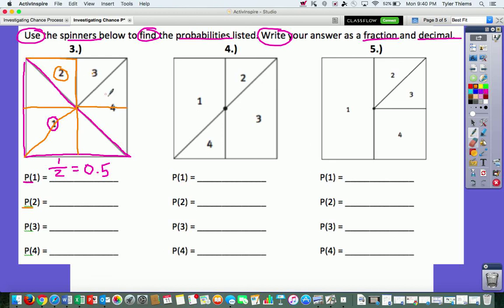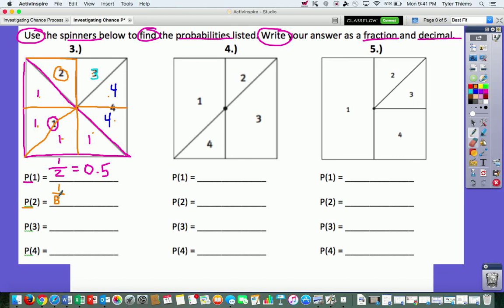So now we have 1, 2, 3, 4, 5, 6, 7, 8 total pieces, and only one of them has a 2 in it, because really, this is a 1, this is a 1, this is a 1, this is a 1, this is a 4, this is a 4, and then that one here is a 3. So there's only one piece that is a 2, one piece out of 8 total.